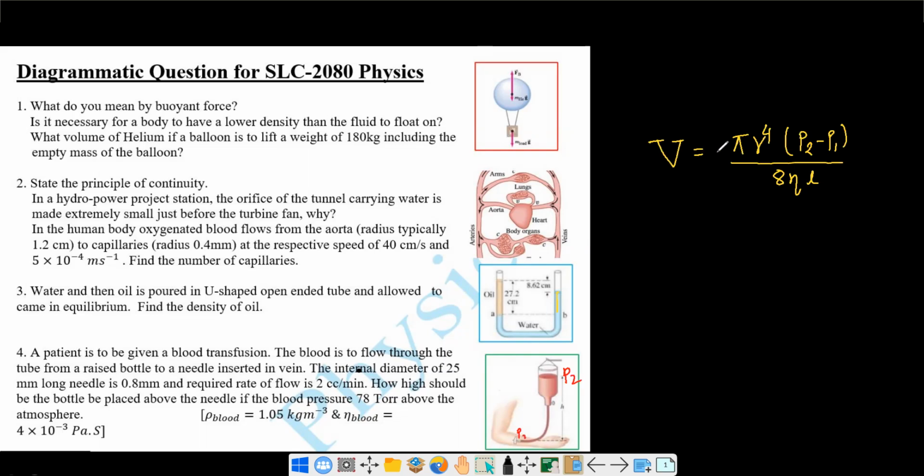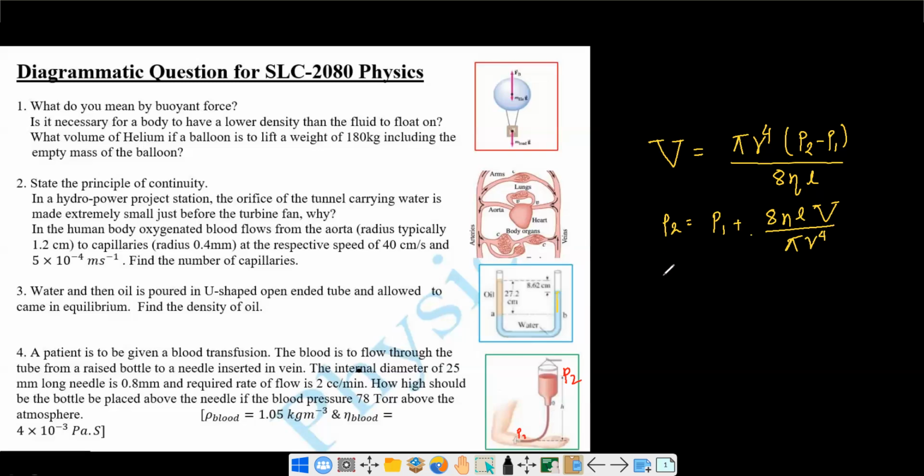Okay, so let me just calculate now. Everything is known to us now. I have to calculate this P2. If I simplify, P2 is going to be P1 plus 8 eta L into V, divided by pi r to the power 4. And again, this pressure in here is all due to this blood.